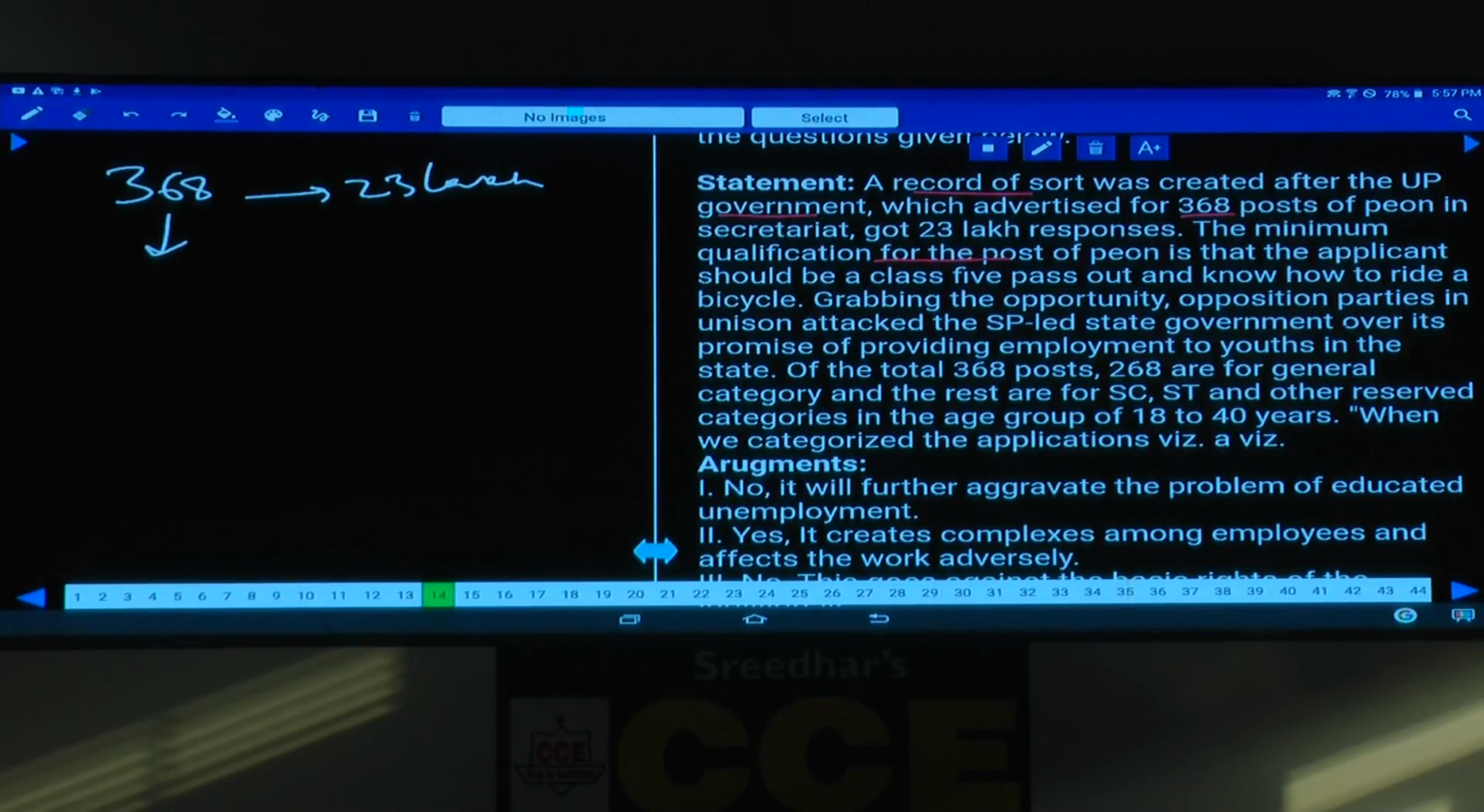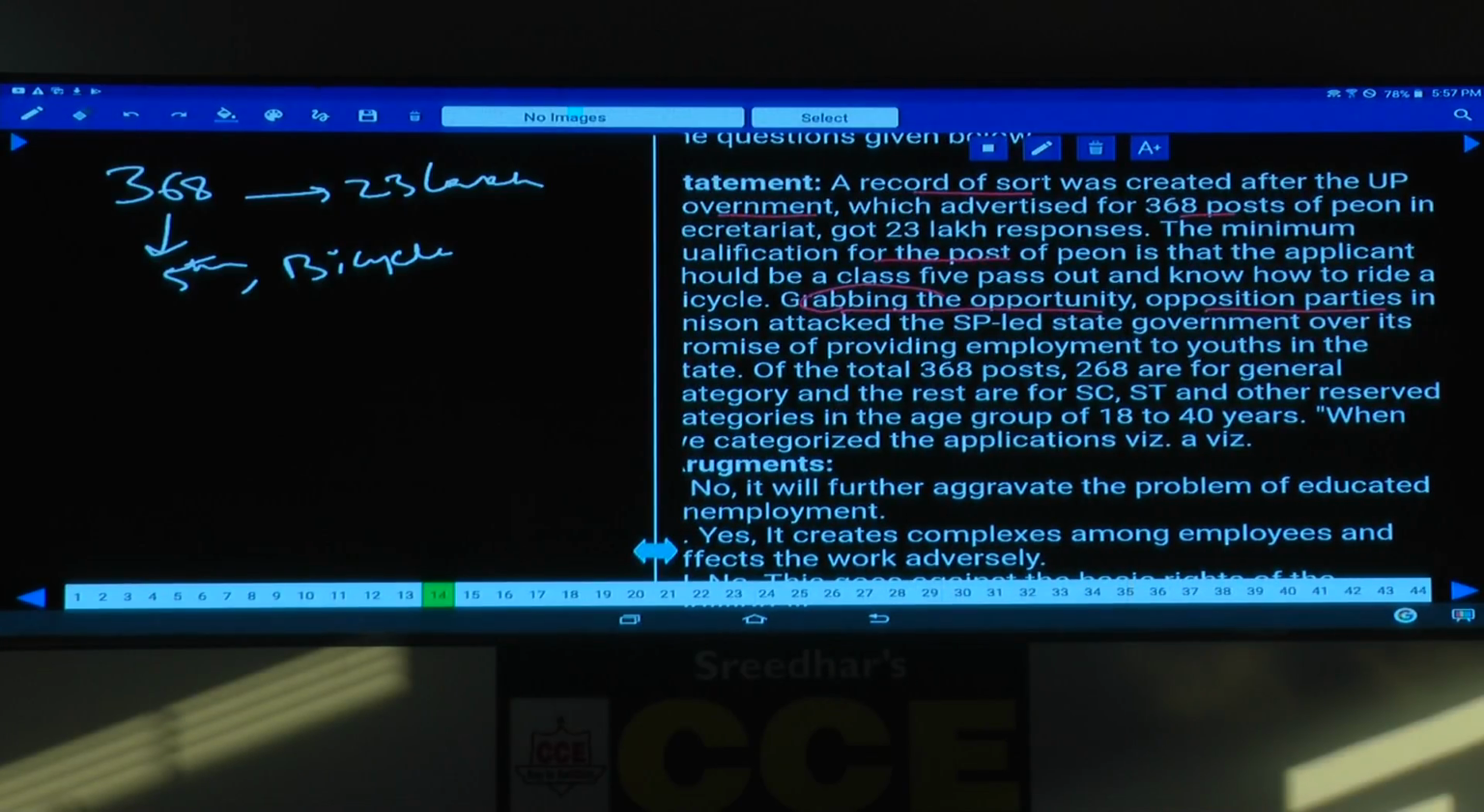The minimum qualification is fifth pass in class 5, and one has to know how to ride a bicycle. Now these are the two main criteria given. And that means this is the least possible job. And grabbing the opportunity, opposition parties, now sir, underline the word grabbing.